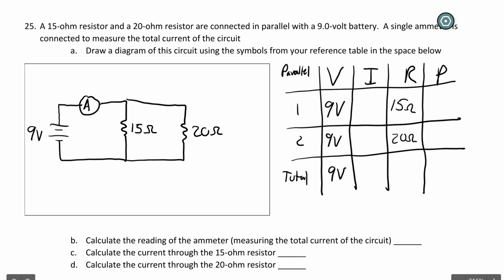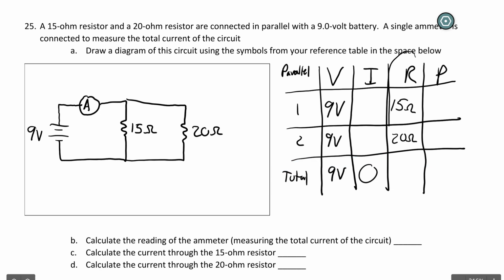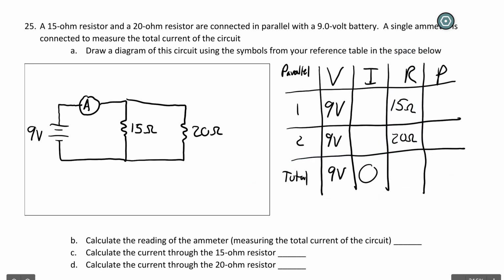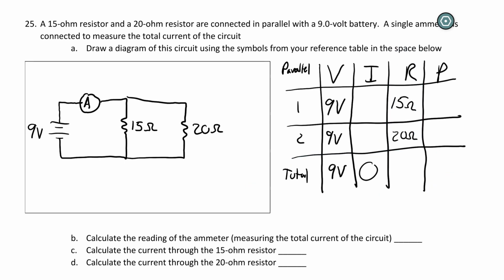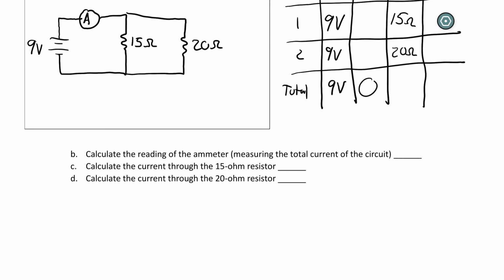Okay. Now, it says calculate the reading of the ammeter, so we're looking for this. We don't have enough information in the row, so let's see what we could fill in here. First, we have to use this column to fill in this information. Then we'll have enough info to use this row, to use Ohm's law. All right, so we're looking for the equivalent resistance in a parallel circuit. I'm going to give myself plenty of space.